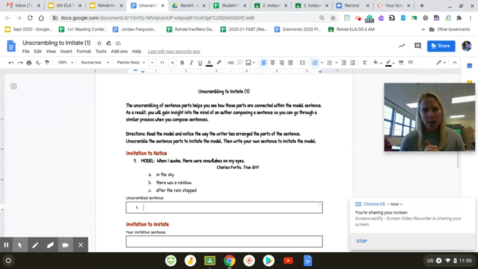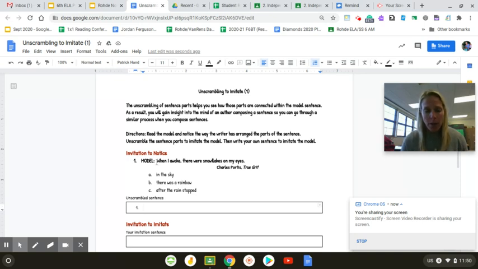Okay, so this is called Unscrambling to Imitate, and you're going to see a sentence below. We want to try to imitate the way the author writes. You're going to read the model and notice the way the writer has arranged the parts of the sentence. Unscramble the sentence parts to imitate the model, right? Then write your own sentence to imitate the model.